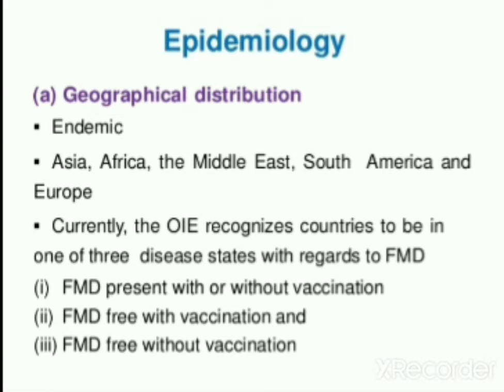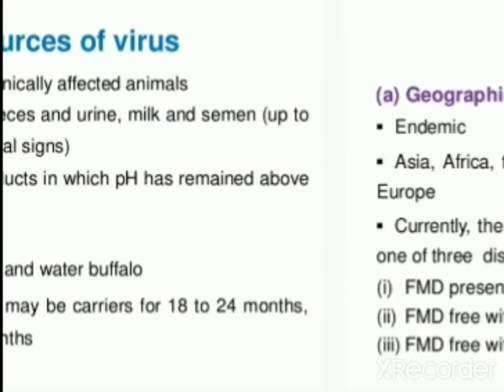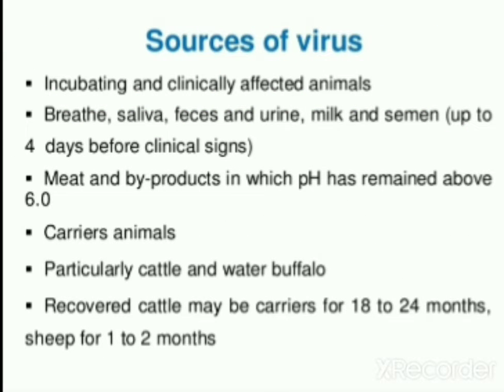Epidemiology, geographical distribution: endemic in Asia, Africa, the Middle East, South America, and Europe. Currently, the OIE recognizes countries to be in 3 disease states in regard to foot and mouth disease: FMD present with or without vaccination, FMD free with vaccination, and FMD free without vaccination. Source of virus: incubating and clinically affected animals, breath, saliva, feces and urine, milk and semen, up to 4 days before clinical signs.